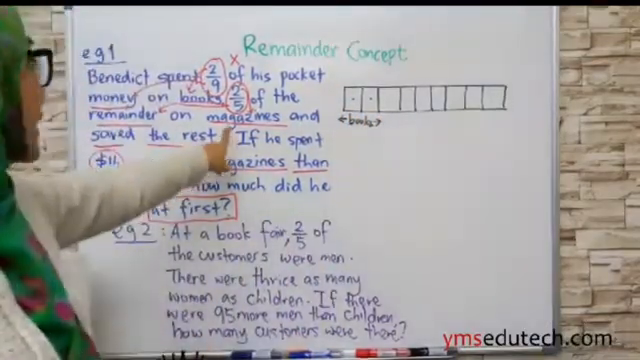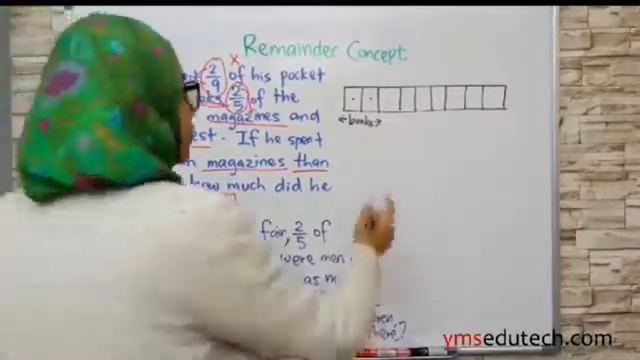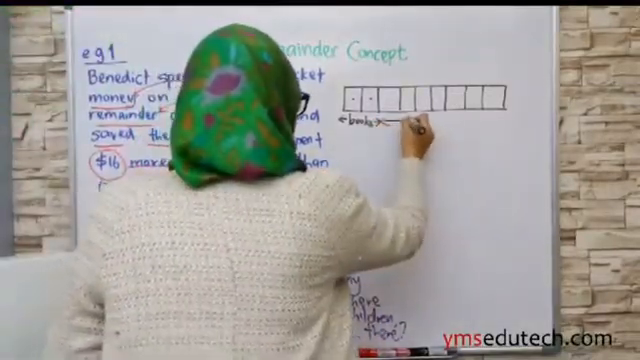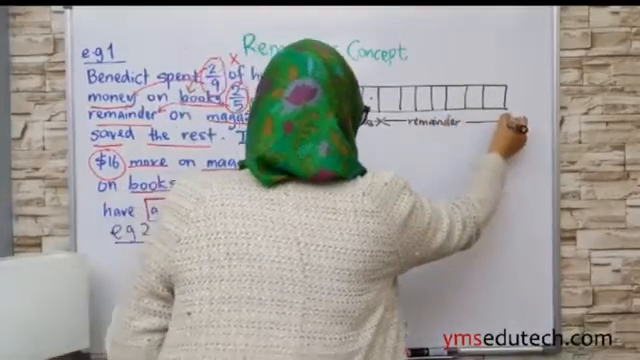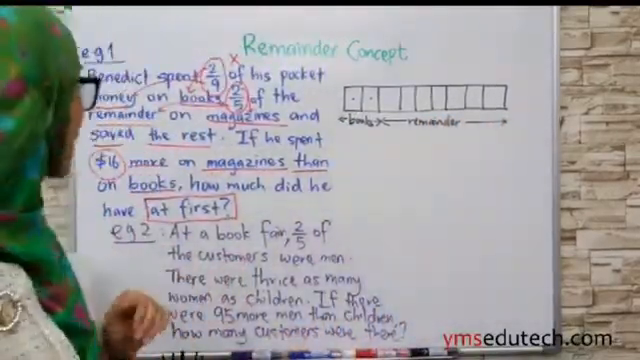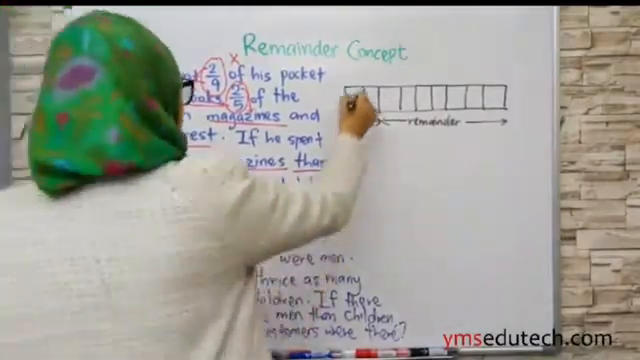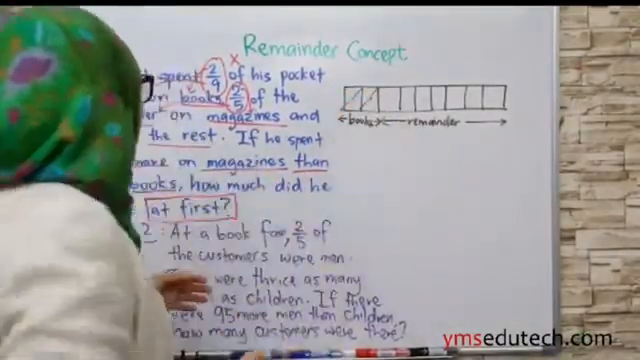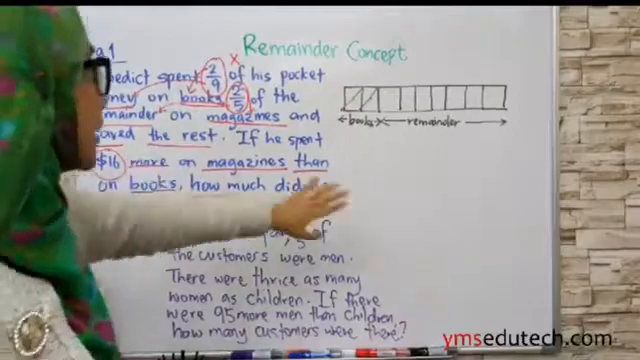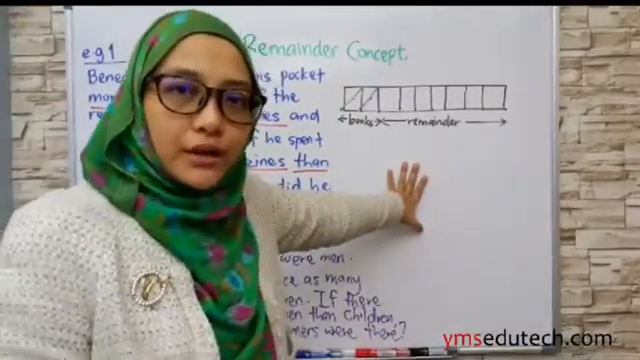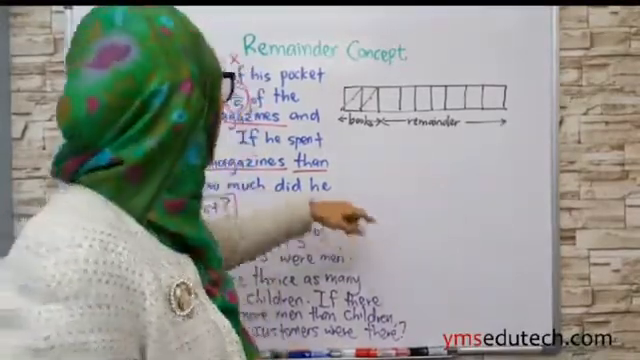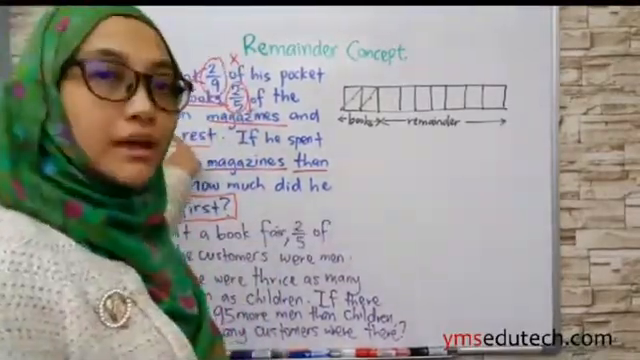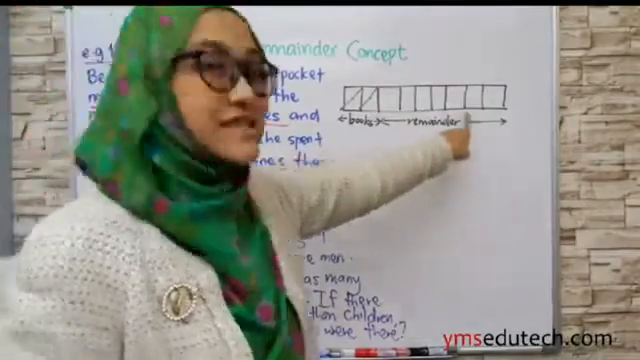Okay, and then 2/5 of the remainder. So these 7 units were the remainder. Alright, so spent on books, this one done. Okay, 2/5 of the remainder. Then when your child checked his or her model, he or she realized that, I thought 5 units is for the remainder, but based on the model, I have 7 units.